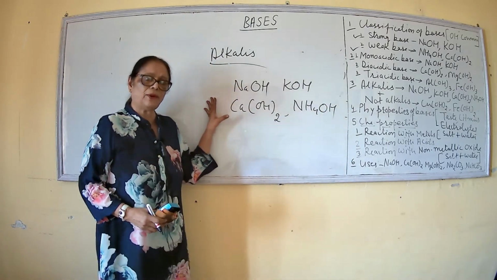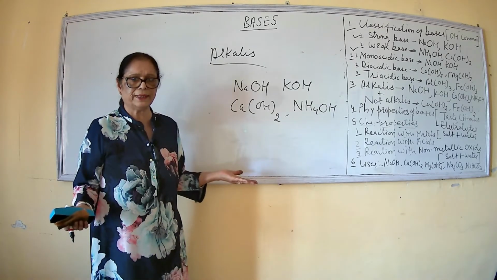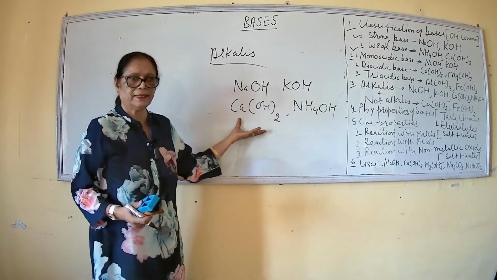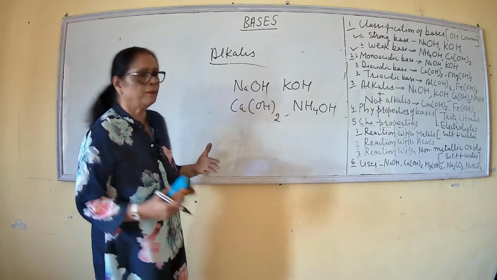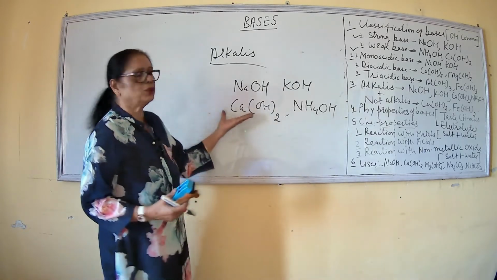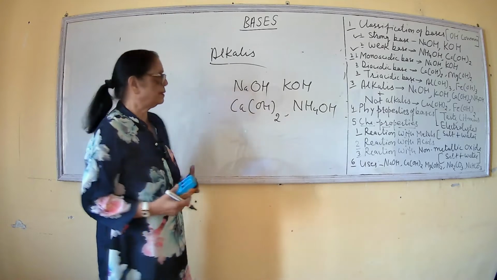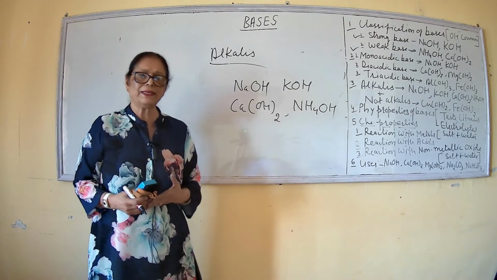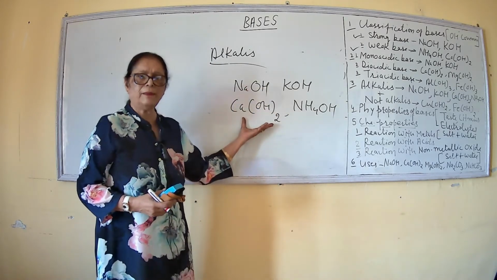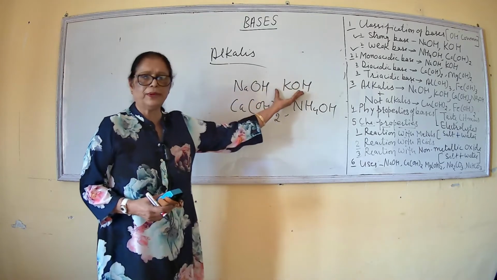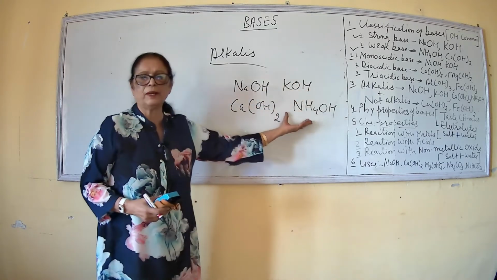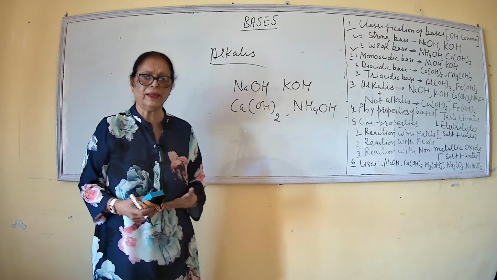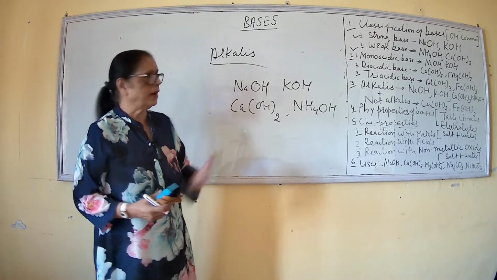When you dissolve them in water, they will form their basic solutions. And these basic solutions are known as alkalis. It means these bases, in their aqueous solution form, are basic solutions. In other words, you can say that they form alkalis. So alkalis are basic solutions. Not all the bases form alkalis. Only some bases like sodium hydroxide, potassium hydroxide, calcium hydroxide, ammonium hydroxide dissolve in water and form their basic solution and form alkalis.